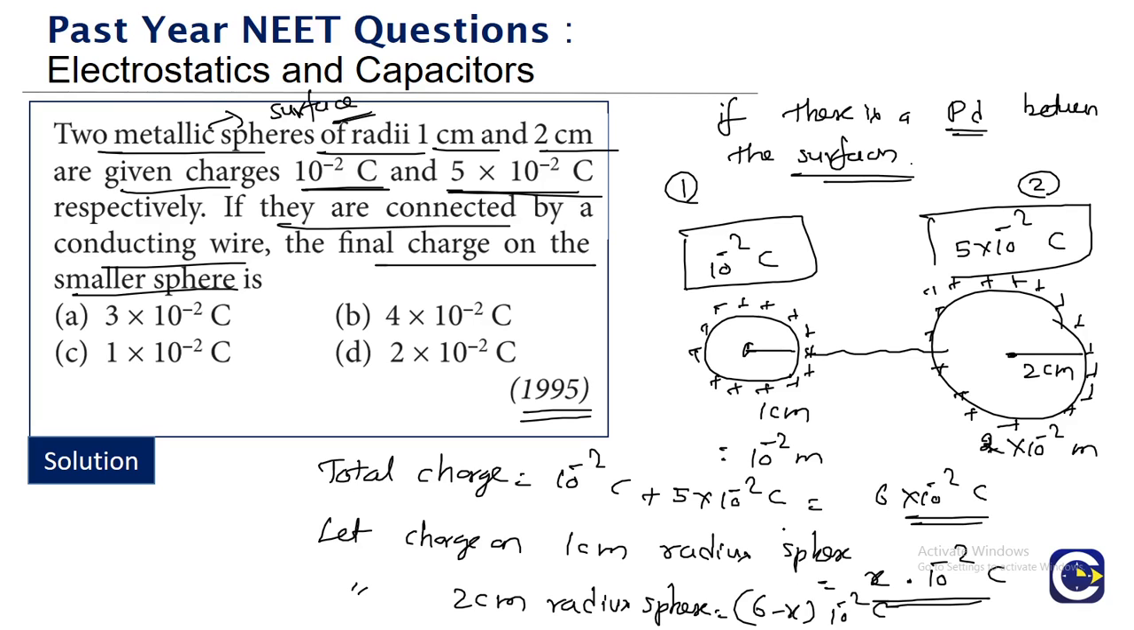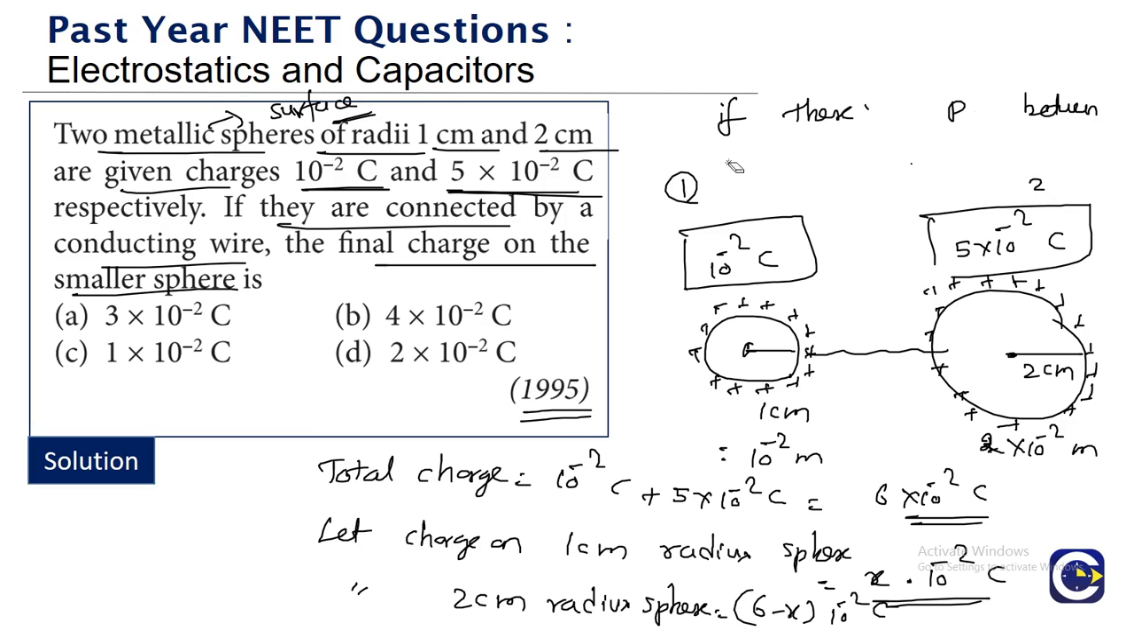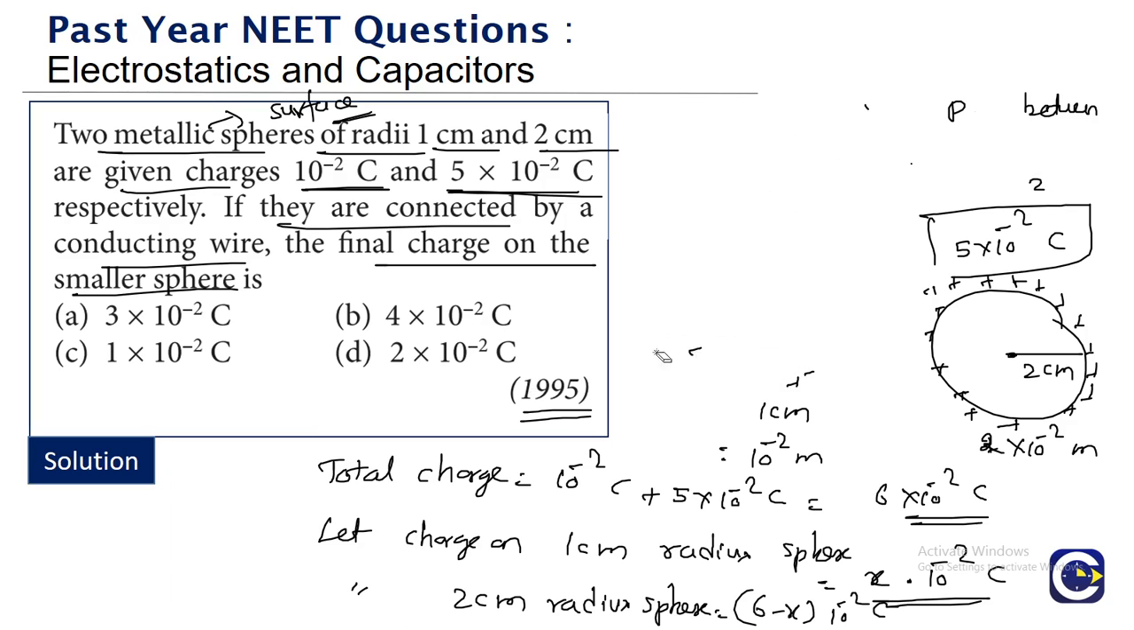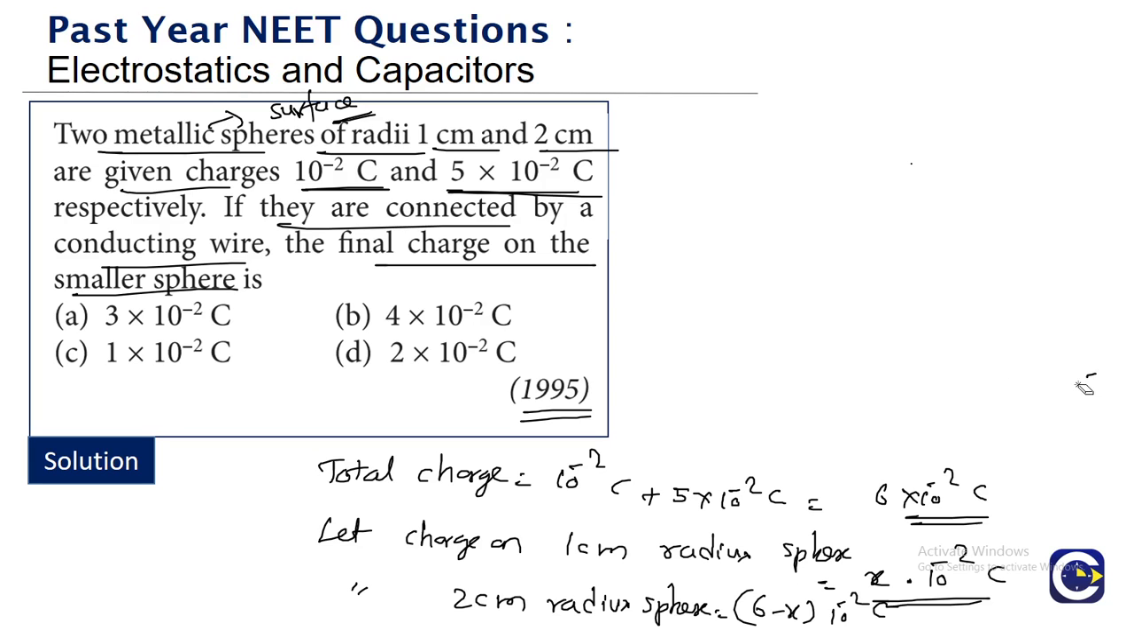Now we will look at the potential on a spherical shell. What is the potential on the surface? The formula is kq by r, where k is the Coulomb's constant, q is the charge, divided by r. So we'll just substitute. What is the condition? Once the charge transfer is happening, in the final state they both will have the same potential on the surface. That is when the charge transfer is going to stop.